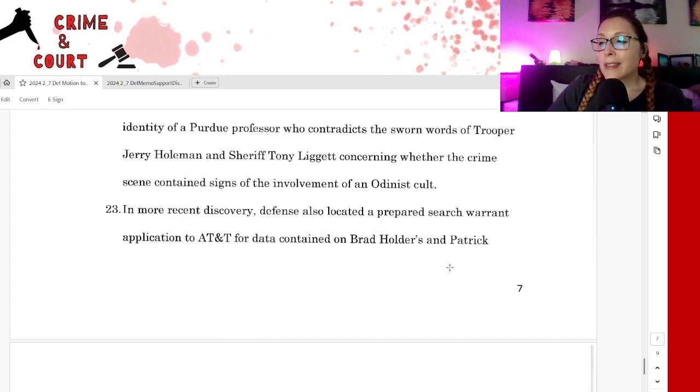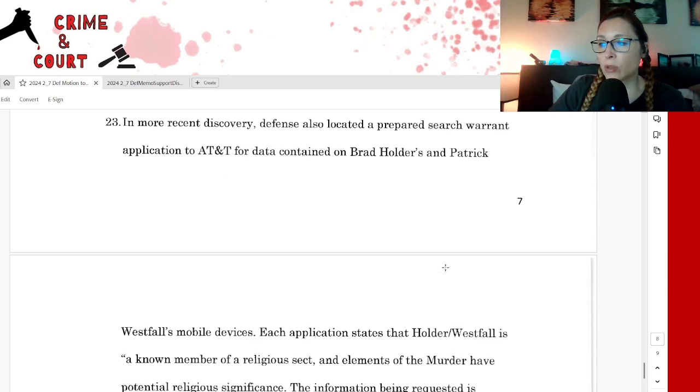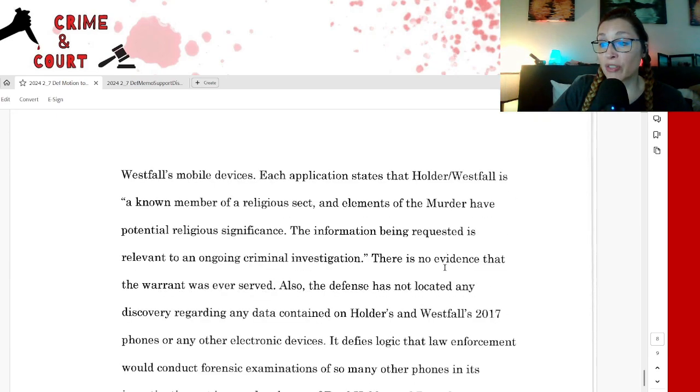In more recent discovery, defense also located a prepared search warrant application to AT&T for data contained on Brad Holder's and Patrick Westfall's mobile devices. Each application states that Holder and Westfall is, quote, a known member of a religious sect and elements of the unalivings have potential religious significance. The information being requested is relevant to an ongoing criminal investigation, end quote.